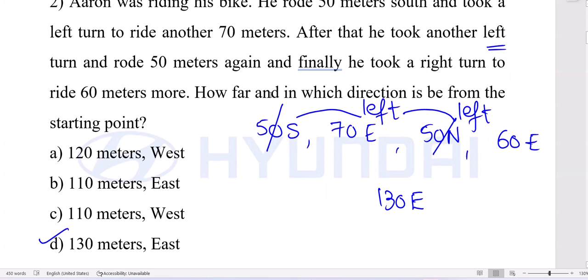This is from starting point to ending point. This is start and here it is end. From starting to ending, 130 east. Sometimes they'll ask you from the ending point, the starting point is in which direction. There are some questions like that, from ending point, starting point is which direction, which means we have to go with west direction. Distance won't change. Start to end or end to start, distance won't change. But direction is important. From starting point east, from ending point it is west.